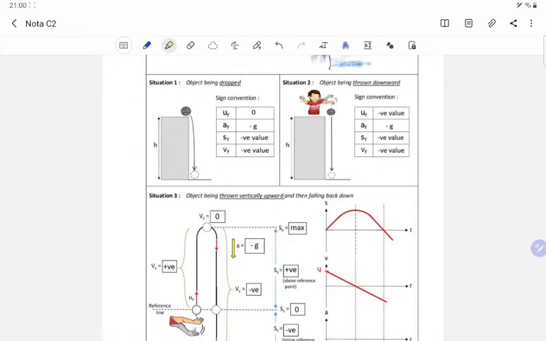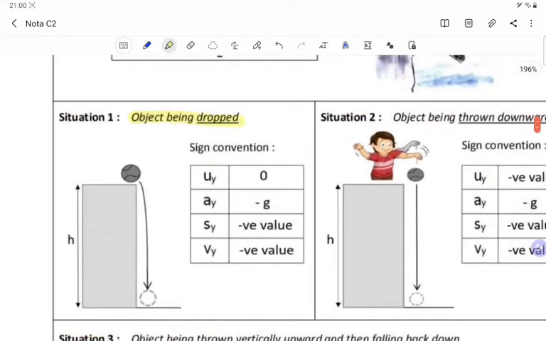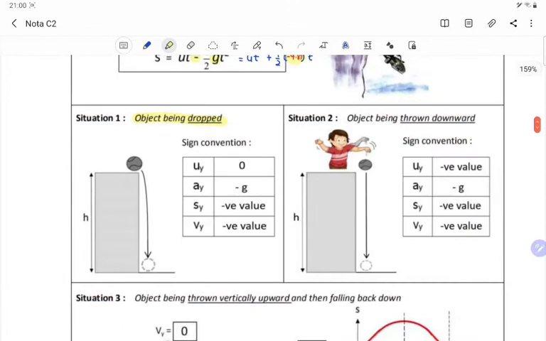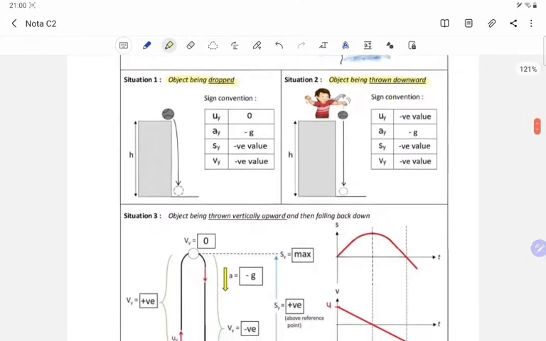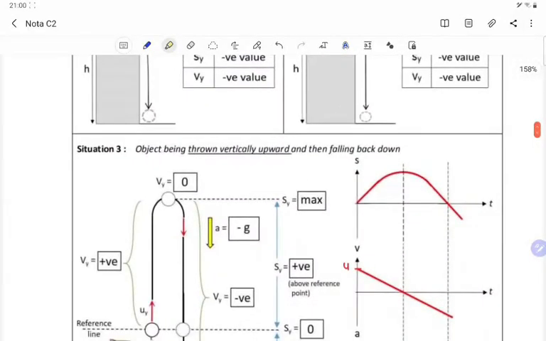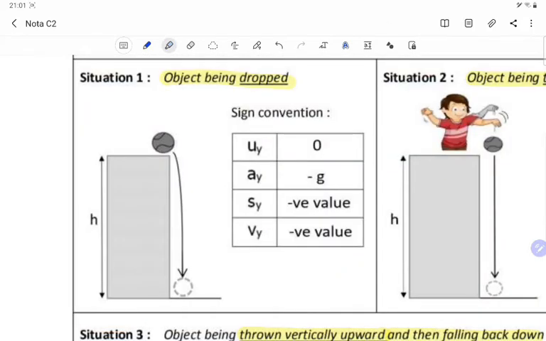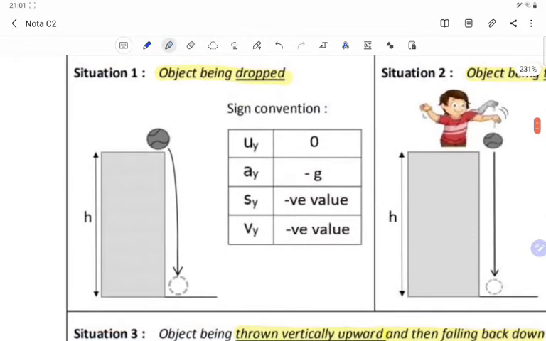Right, so saya dah mention earlier di mana kita ada 3 different situations untuk free fall. The first one is when the object is being dropped, dijatuhkan. Object being thrown downwards, dia dibaling ke bawah. And the last situation is when the object is being thrown vertically upwards, dibaling ke atas, and then falling back down. Okay, dia jatuh balik disebabkan oleh gravity. Okay, so let's look at the first situation when the object is being dropped, bila dijatuhkan.